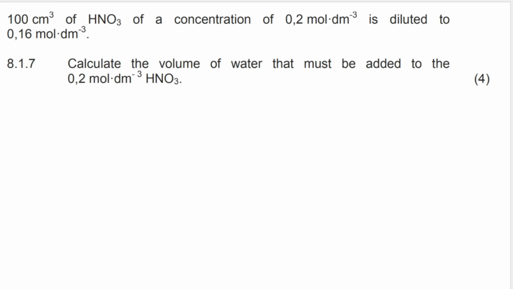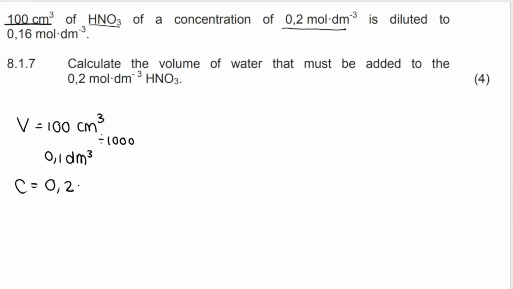So they say 100 cubic centimeters. When you read cubic centimeters, you need to know that that is a volume. So 100 cubic centimeters of HNO3, nitric acid, of this concentration. So they're giving me volume, 100 cubic centimeters. We generally convert that to cubic decimeters by dividing by 1,000. So it's 0.1 cubic decimeters. And they give me the concentration of 0.2 moles per cubic decimeter. As soon as you see moles per cubic decimeter, you know that we're dealing with concentration.